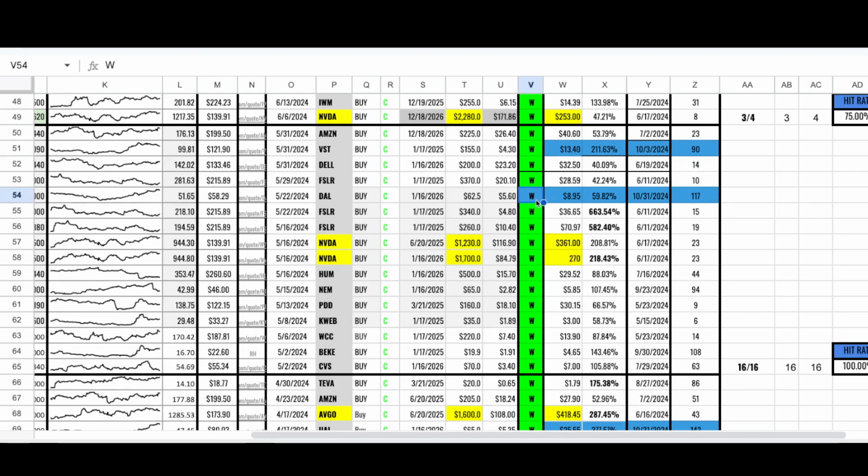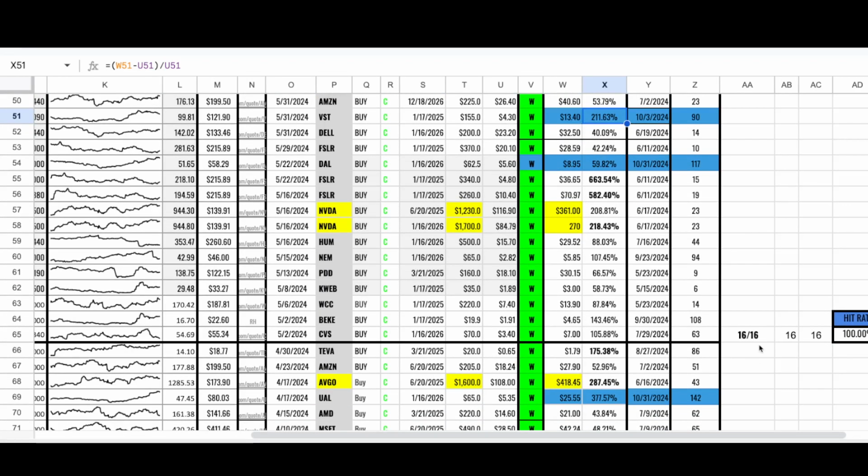We do have an update, this W here for the month of May. This Delta Airlines was down a little bit, but now came back, return of 59% at the end of October. So you can imagine this one took 117 days for it to reach its high. VST was already a win, but did go higher, now at 211%. 16 out of 16 for month of May. 171% returns for those on average when you consider the highs.